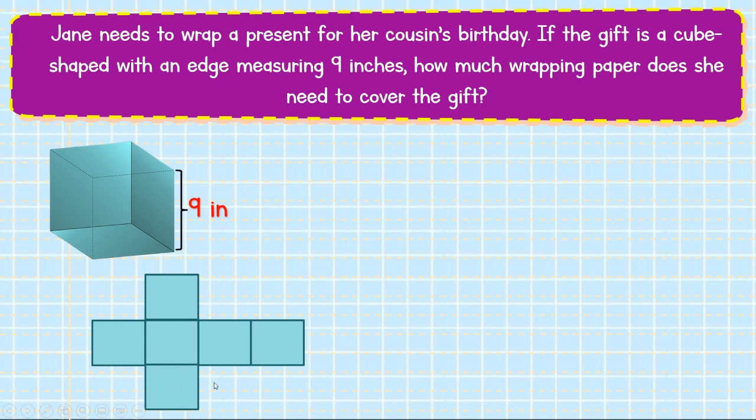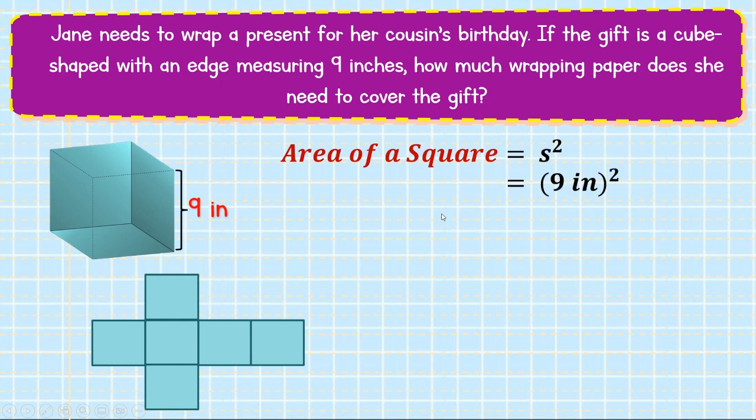So this would be the illustration of the cube shape with an edge of 9 inches. Now this would be the area of the square, s squared. If I compute the area of the square, it is equal to s squared. Substituting s equal to 9 inches, the area of the square is 81 square inches.